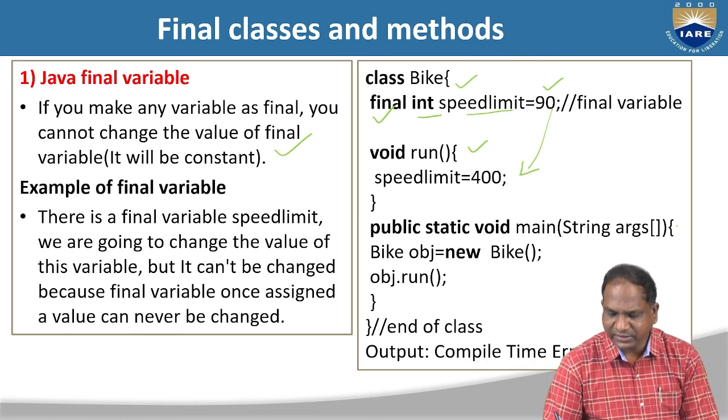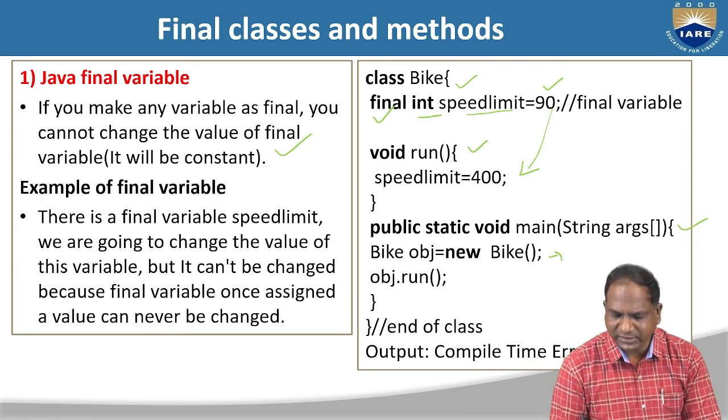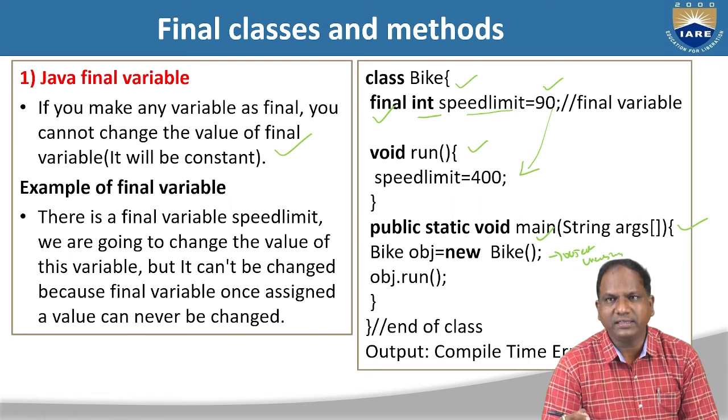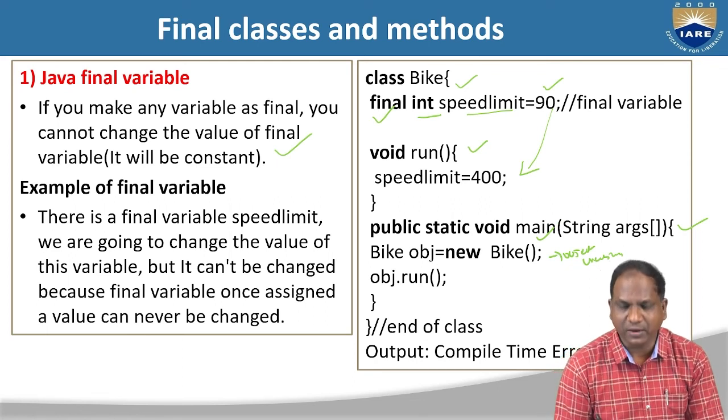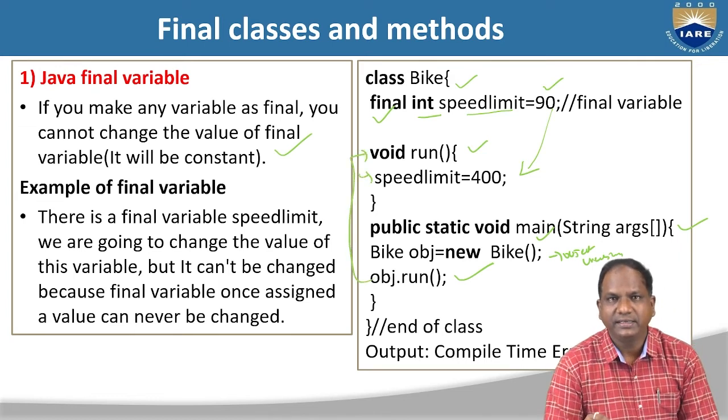I have written a main method. I have created an object of the bike class: bike obj is equal to new bike. Now I am calling the run method with the object name, obj.run. So when you say obj.run, it will go inside the speed limit.